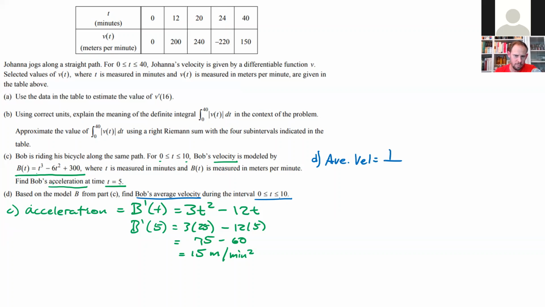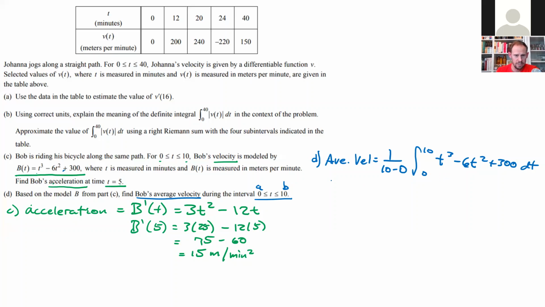It's 1 over B minus A, so 10 minus 0. Then the integral from A to B of his velocity function. I could just write v of t in here, but I guess we're going to have to actually do it: t cubed minus 6t squared plus 300 dt. Probably going to get a point or two just for writing that.